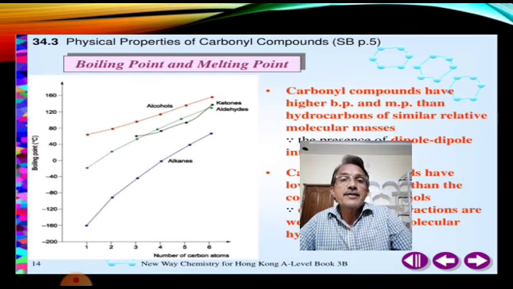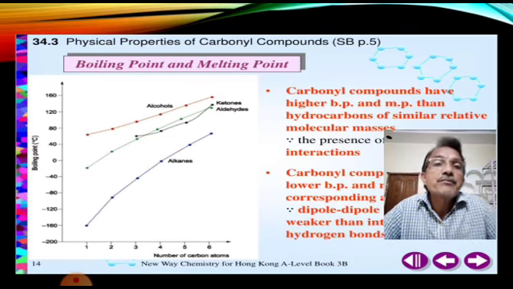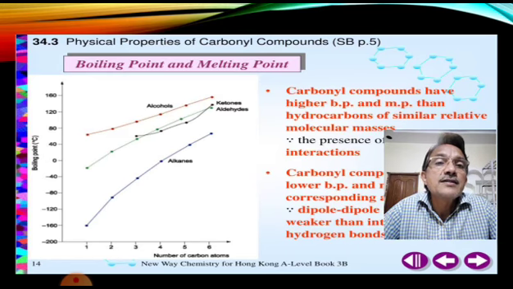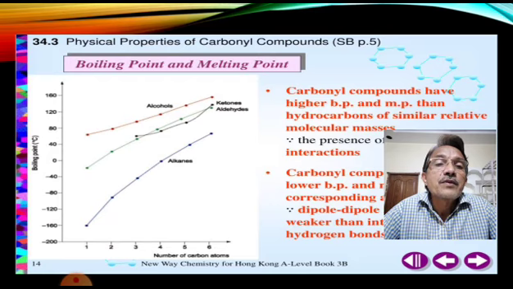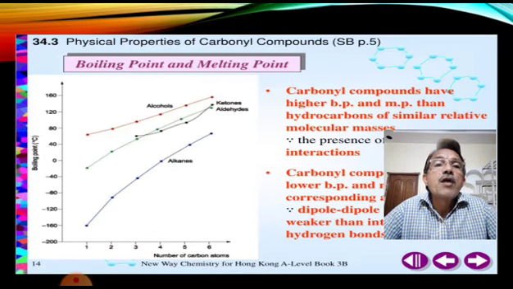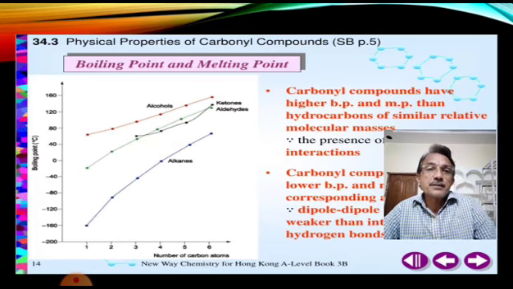That can be easily understood when we see the graph. In this graph, aldehydes and ketones are seen in the middle, alcohols are seen in the upper part, and alkanes are seen in the lower part. So we can conclude that the boiling point and melting point of aldehydes and ketones are higher than corresponding alkanes but lower than corresponding alcohols.